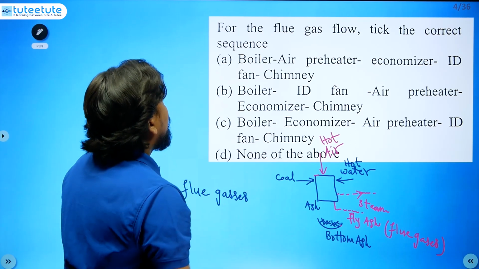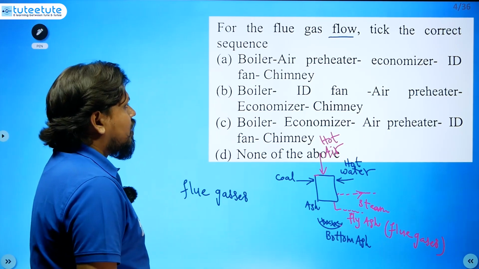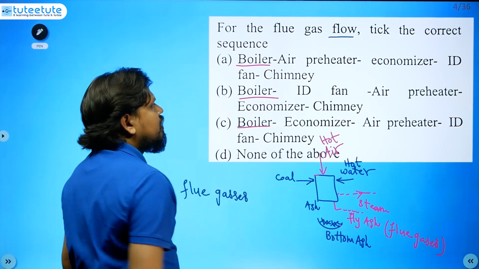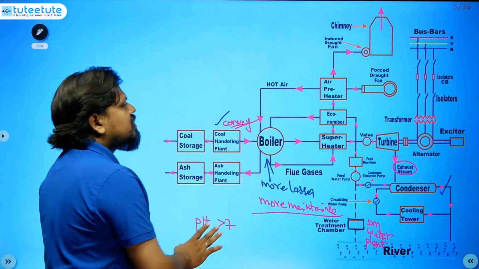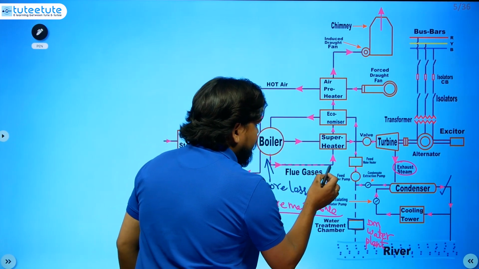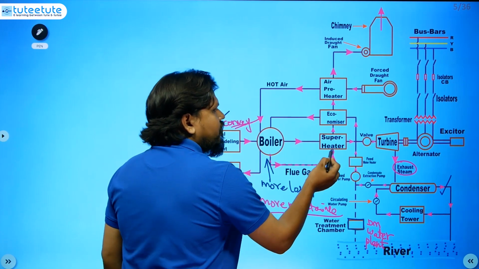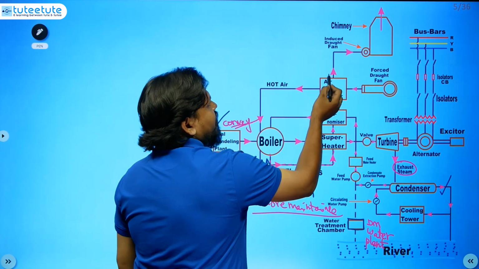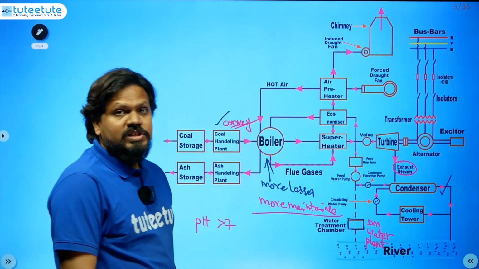So what they are asking is the flue gases flow, tick the correct order. They will be starting from the boiler only. After the boiler, where will they go? For this we just have to see the schematic. See, these flue gases will be coming like this. The order is: after boiler, superheater; after superheater, economizer; after economizer, air preheater; after that, the induced draught fan; after that, the chimney.